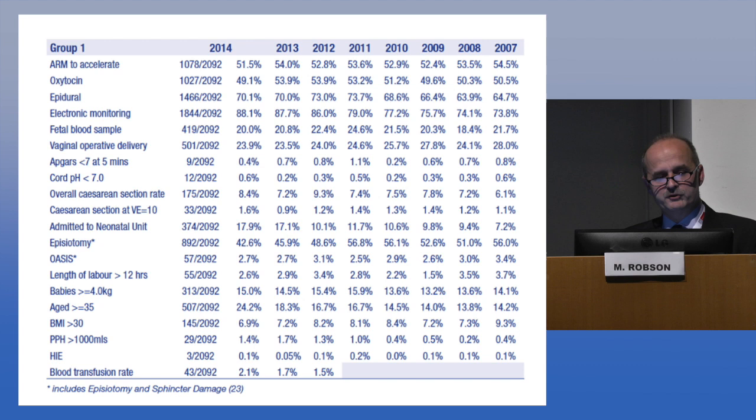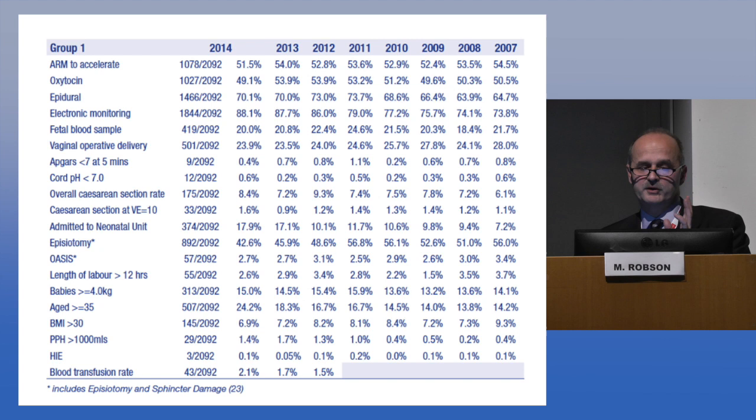I'll just explain it to you. This is group one. This is years. These are the denominators. We've taken 2014, and you've got ARM, oxytocin, epidural, electronic monitoring, fetal blood sampling. You can see them yourself going down there, okay? And the denominator is the total number of women in group one, and the numerator is whatever the incidence of that is.